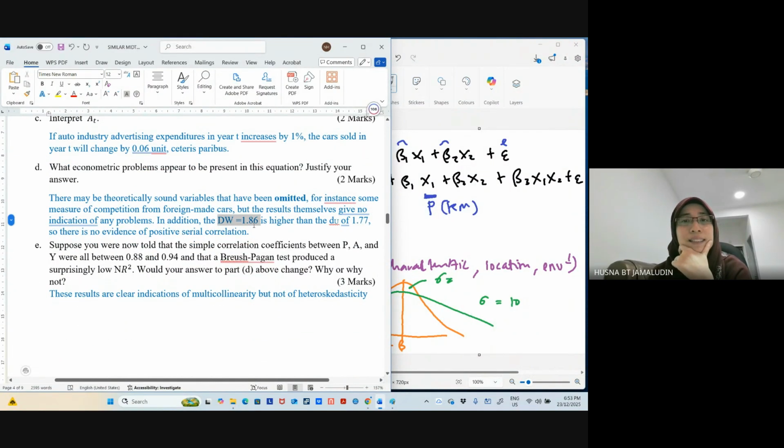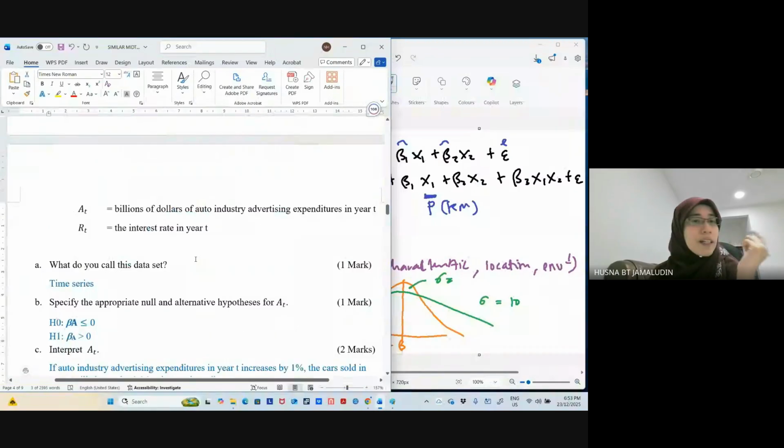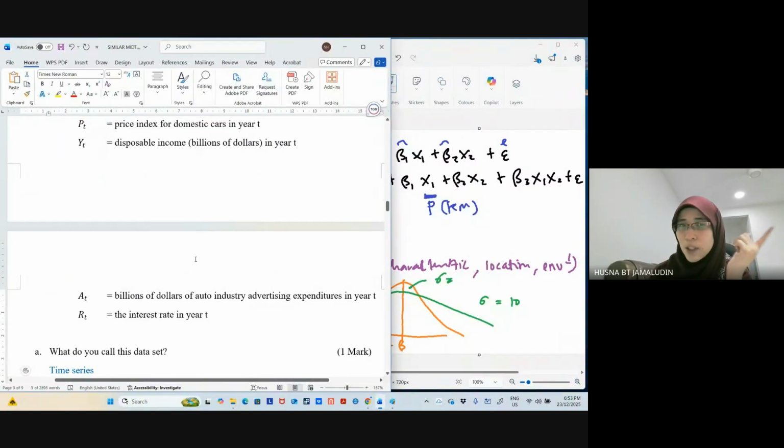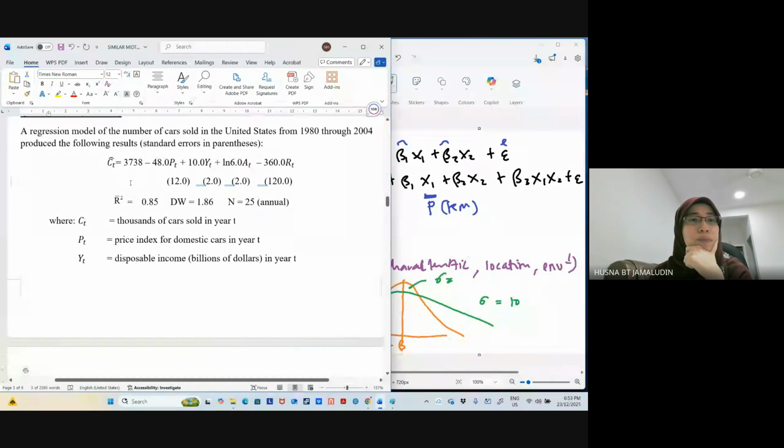The Durbin-Watson is just nice. So you don't have a positive serial correlation. What else can you spot? You have omitted, just find any relevant variable. Remember, you want to give at least 2 problems. What else from this equation?